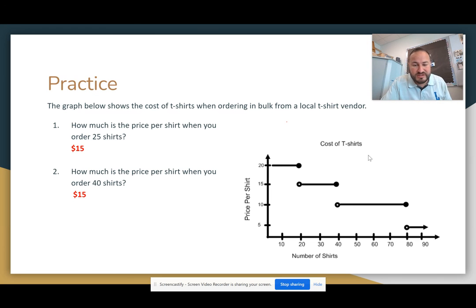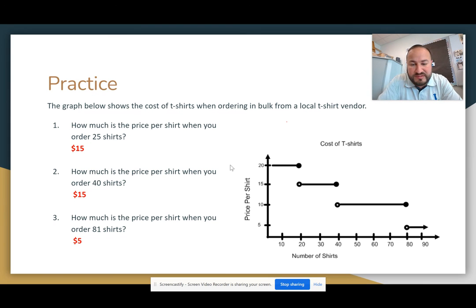Here's the last question. How much is the price per shirt when you order 81 shirts? 81 is right above the 80. There's an open dot on 80. So anything above that, because it goes off to the right, would be $5. So the correct answer is $5. Give yourself a pat on the back if you got a 100 on that.